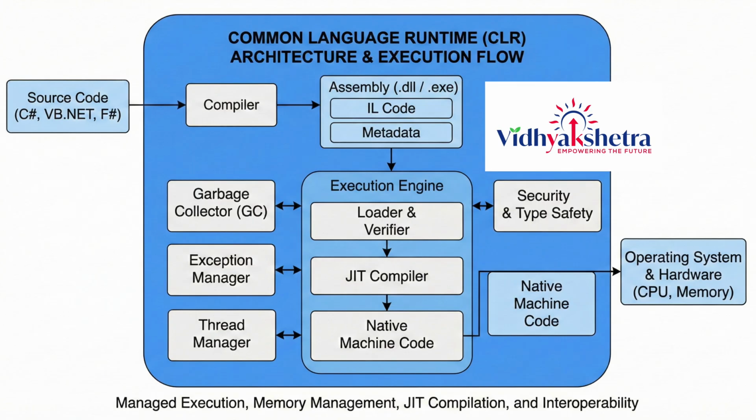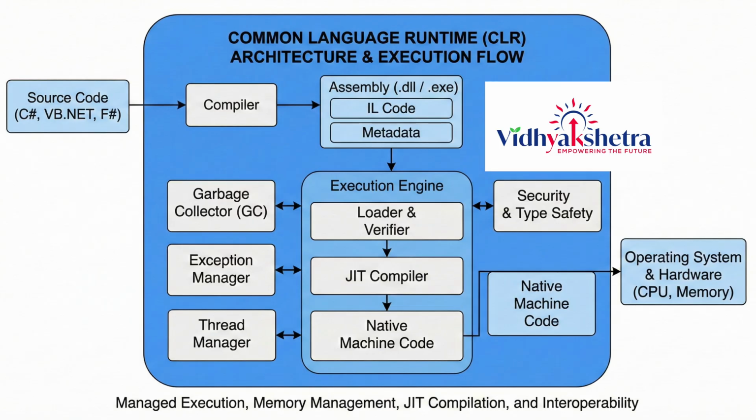The Common Type System, or CTS, is a fundamental component of CLR architecture. CTS defines how data types are declared, used, and managed at runtime. It ensures that all .NET languages follow the same type definitions. For example, an integer defined in C# and an integer defined in VB.NET are represented in exactly the same way internally. This allows objects created in one language to be safely used in another language.